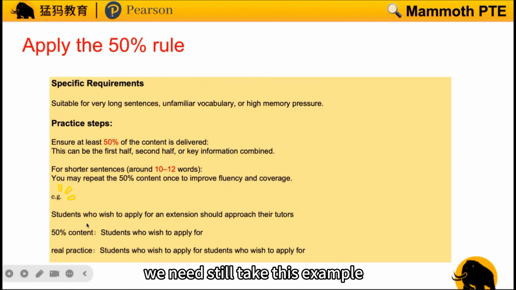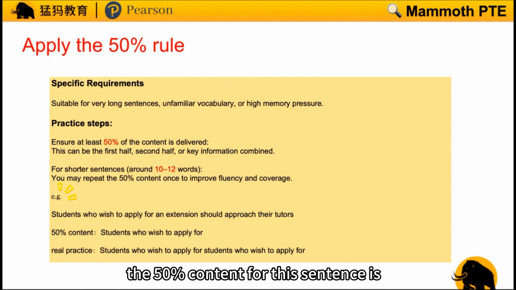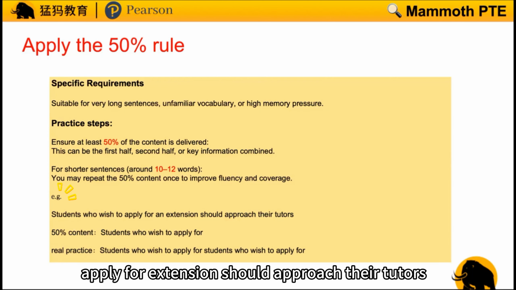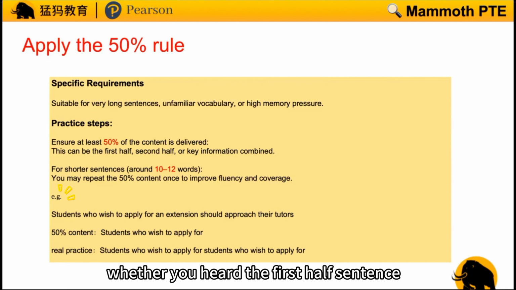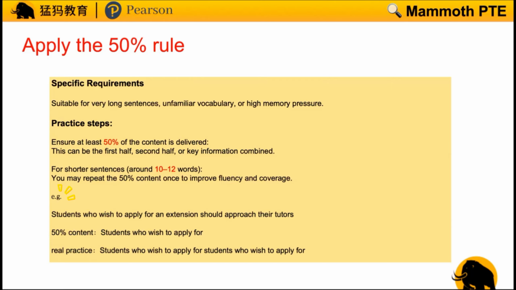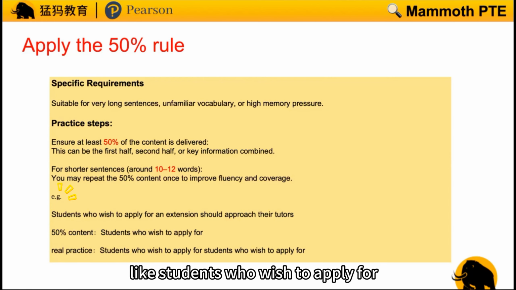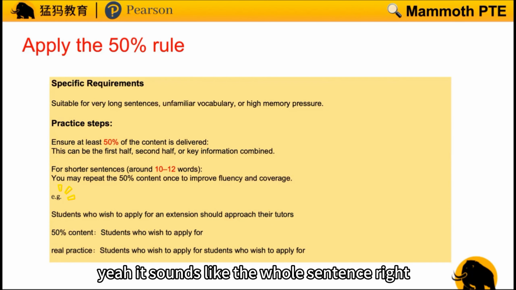We can still take this example. The 50% content for this sentence is: students who wish to apply for, or later, the apply for extension should approach their tutors. Whether you heard the first half of the sentence or the last half, if you heard only 50%, you need to repeat the sentence again, like students who wish to apply for, students who wish to apply for. Yeah, it sounds like the whole sentence, right?